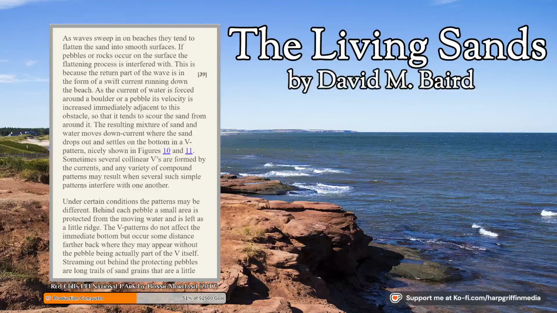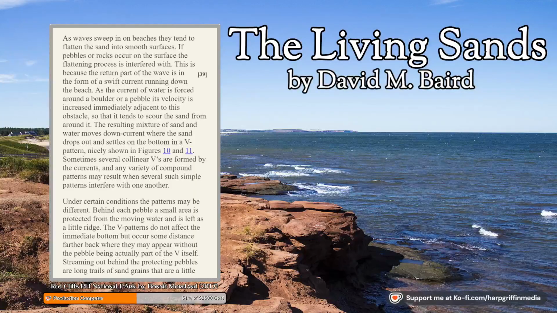As waves sweep in on beaches, they tend to flatten the sand into smooth surfaces. If pebbles or rocks occur on the surface, the flattening process is interfered with. This is because the return part of the wave is in the form of a swift current running down the beach. As the current of water is forced around a boulder or a pebble, its velocity is increased immediately adjacent to this obstacle, so that it tends to scour the sand from around it.